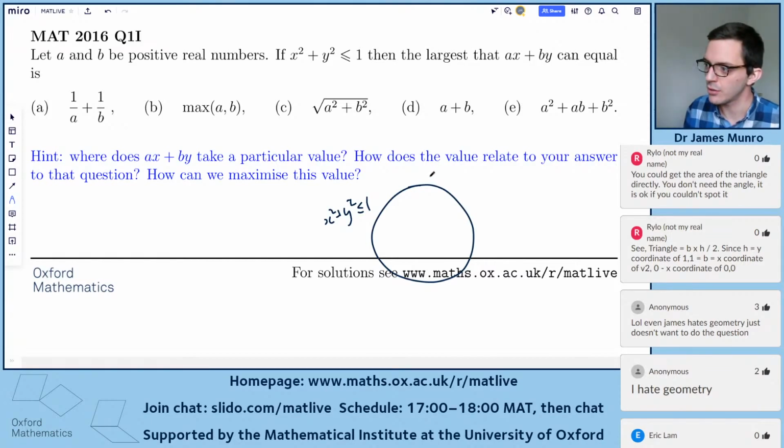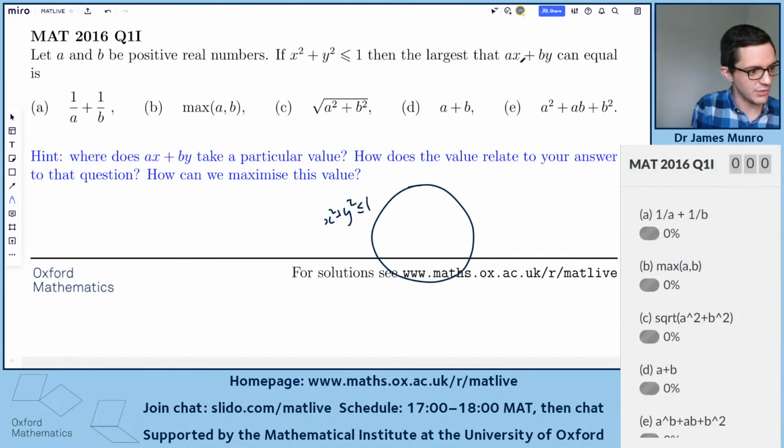So the largest value that could be. I guess the way into this question is to think about what happens when ax plus by is a particular value. When does it do that? When does it take particular values? I've got a poll for this one. Let's do a poll with the numbers on. Okay.